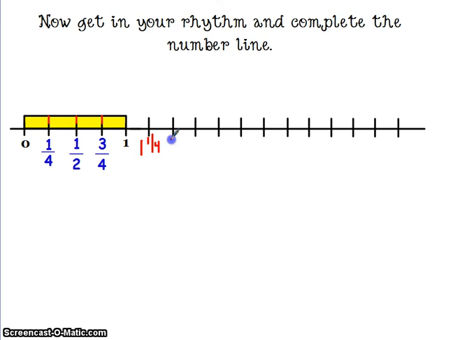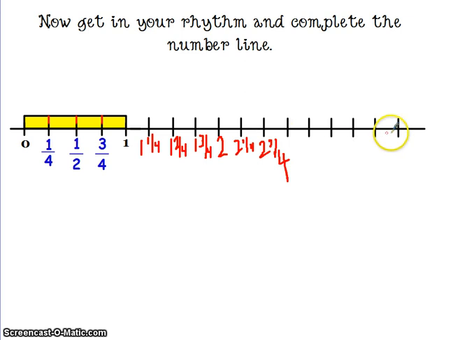Next one, if I added another 4th, I would have 1 whole and 2/4. If I added another 4th, I would have 1 whole and 3/4. It's hard to write. If I added another 4th, I would have 2 wholes. Okay, then you just keep going. Now you would have 2 and 1/4, 2 and 2/4, and then 2 and 3/4 and 3.